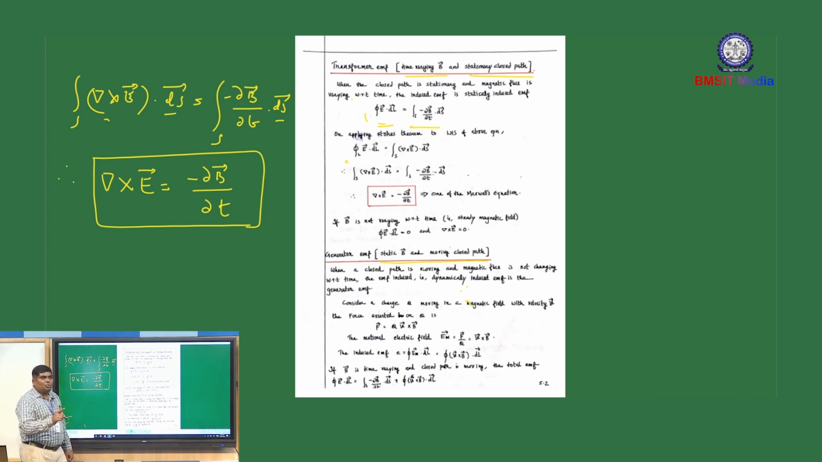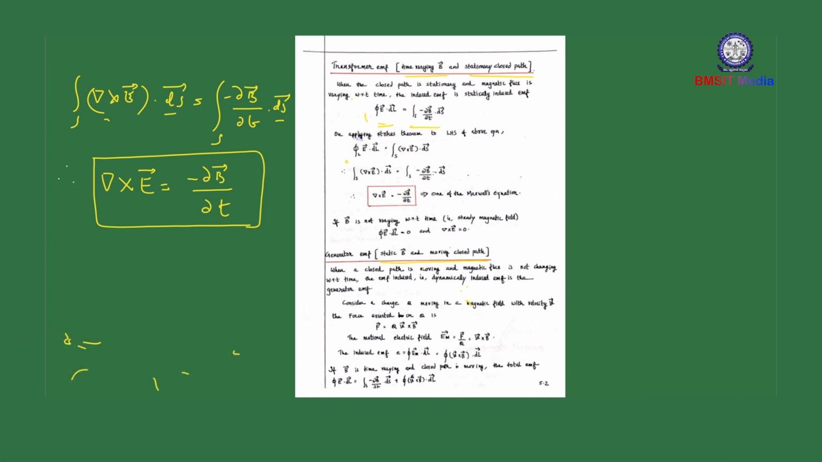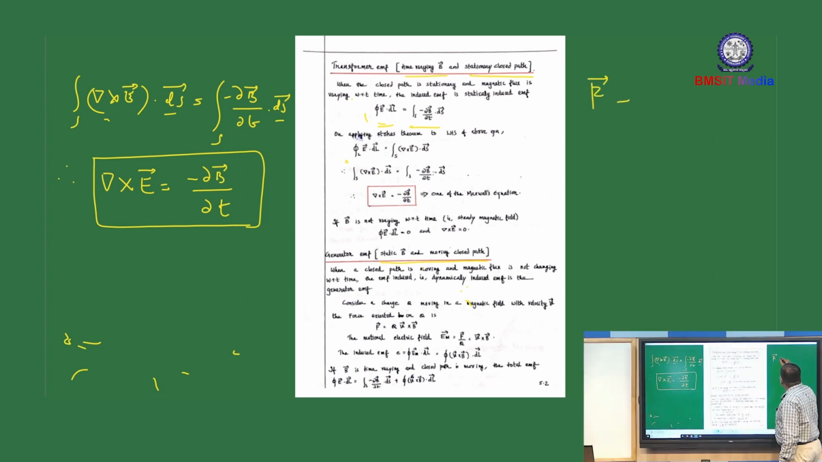Now, if the path is moving, there should be a velocity associated with it. So we have to consider a charge Q moving in a magnetic field with velocity V. The force exerted on Q is F equals Q V cross B. The path is moving, because of that we get velocity, and B is fixed.